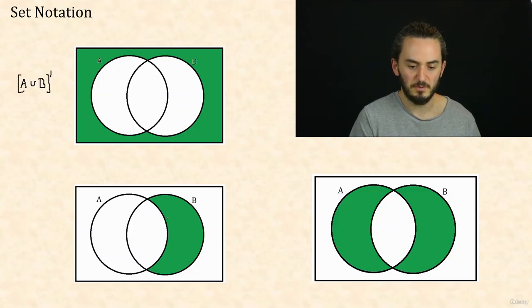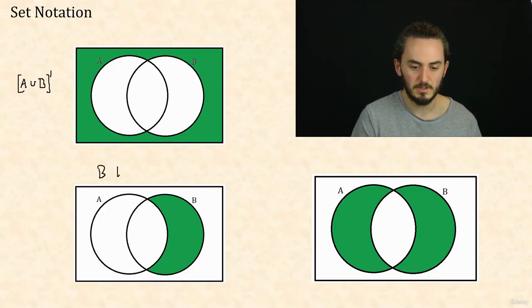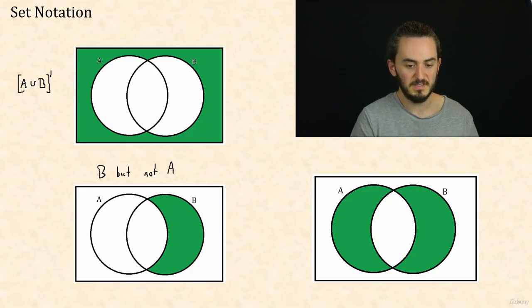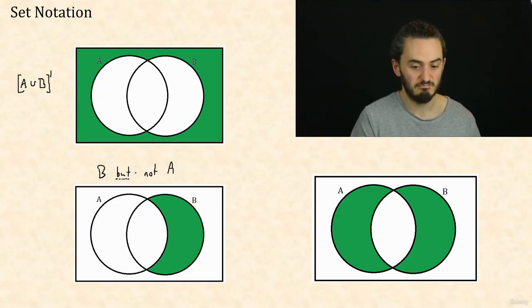What about this one? So this is B, but not the intersection. So it's B, but not A. Here the language is actually quite useful. If I was describing this in words, I might say it's B, but not A. Now, in probability, what you're going to find is that the word but basically means the same as and.